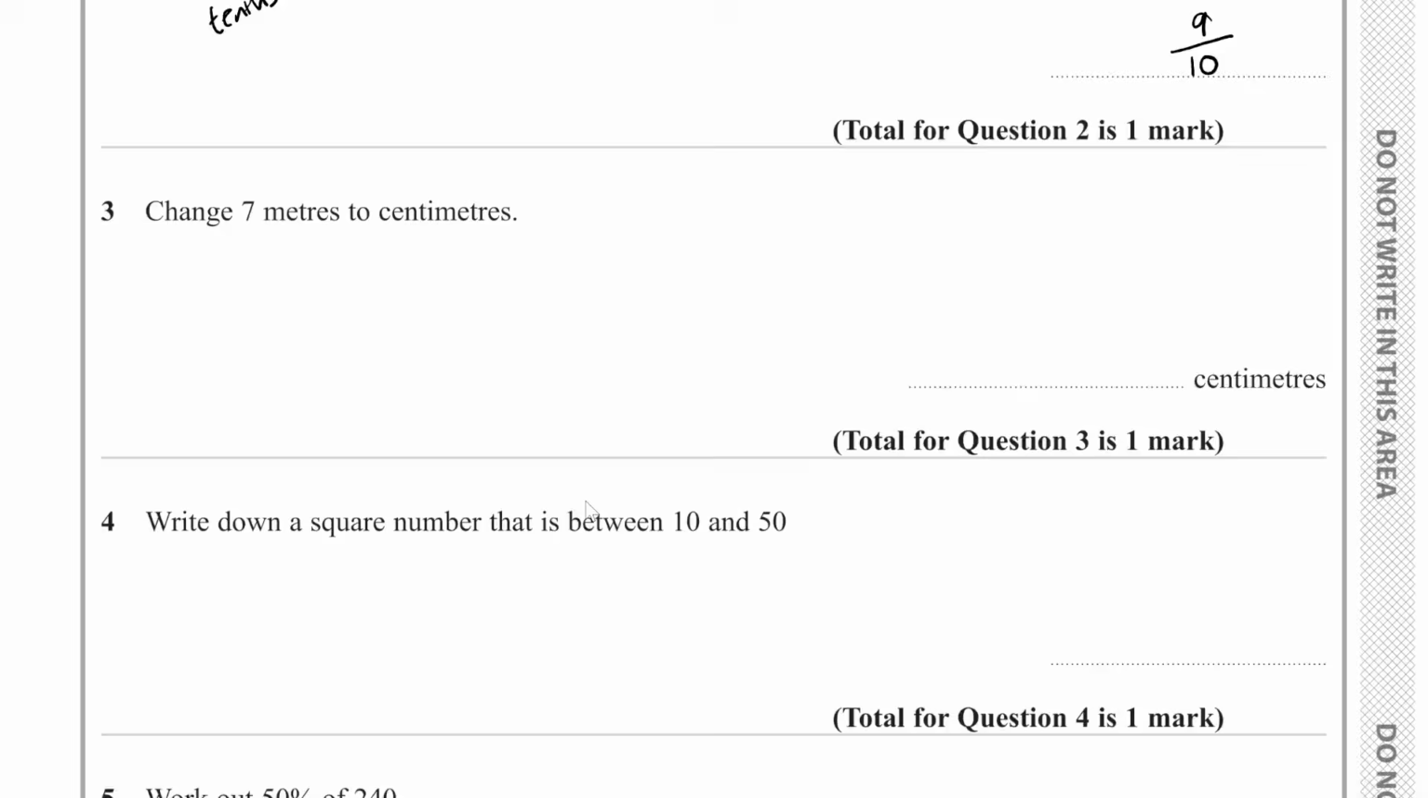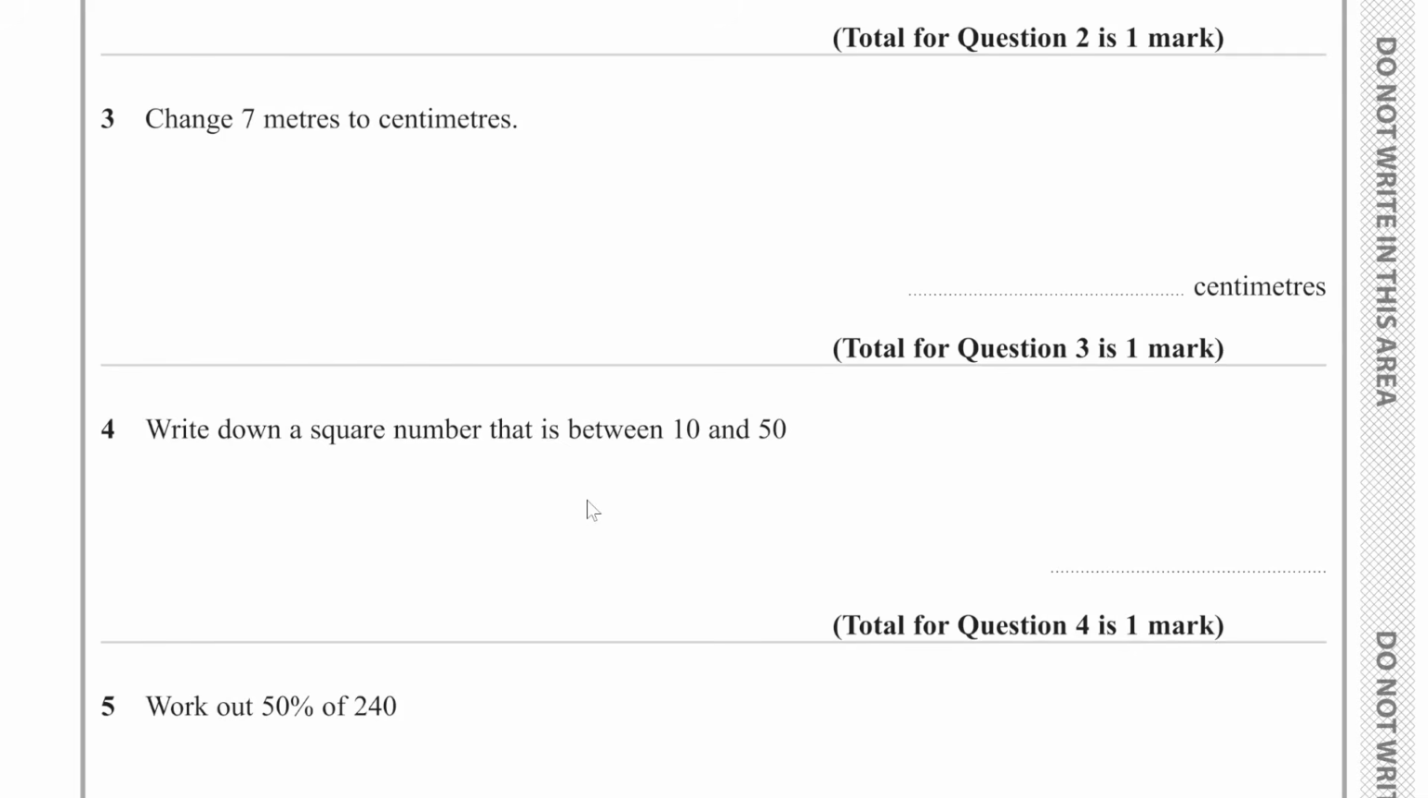Question 3, change 7 meters into centimeters. Each 1 meter is made up of 100 centimeters. So if we have 7 meters, we have 7 times 100, which is 700.